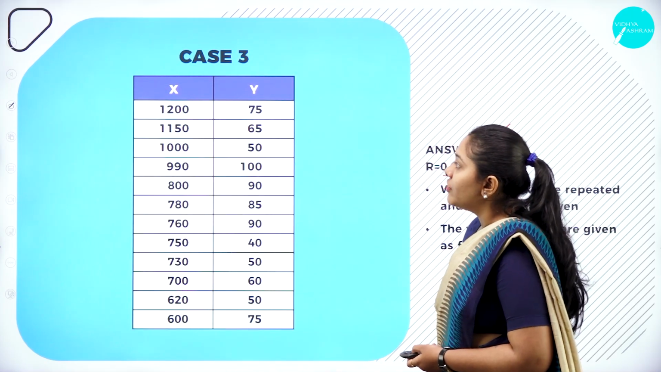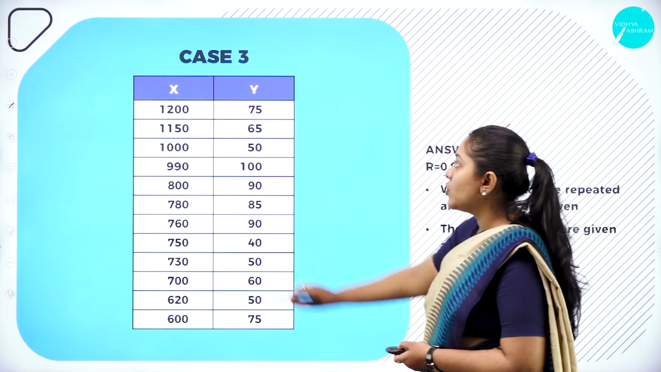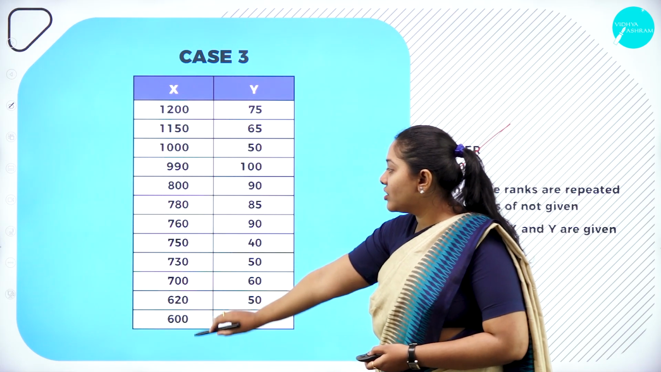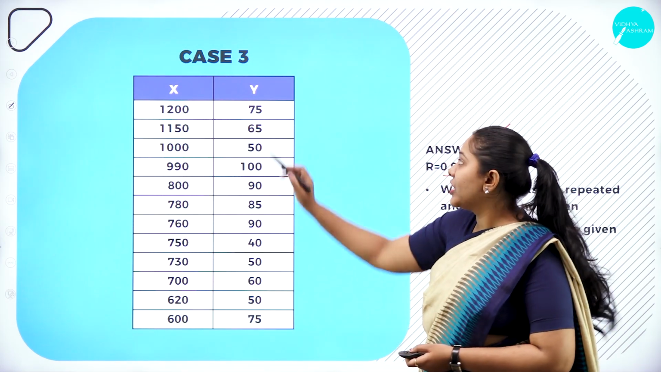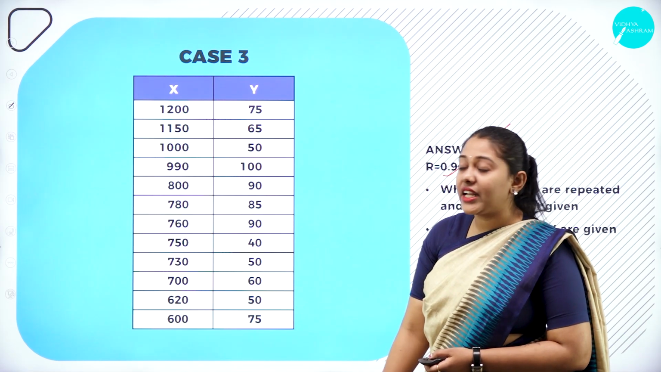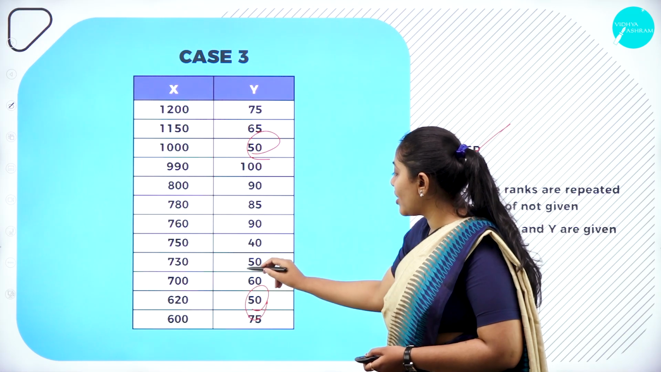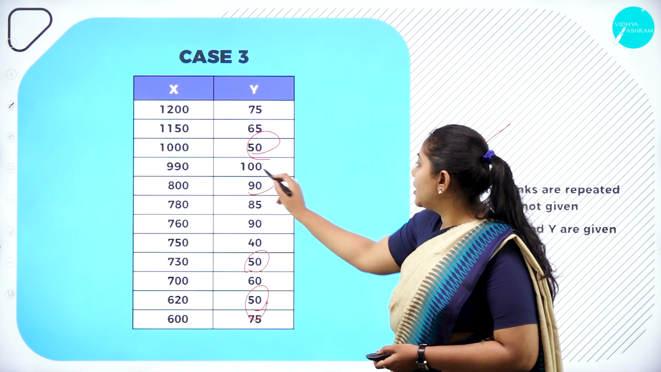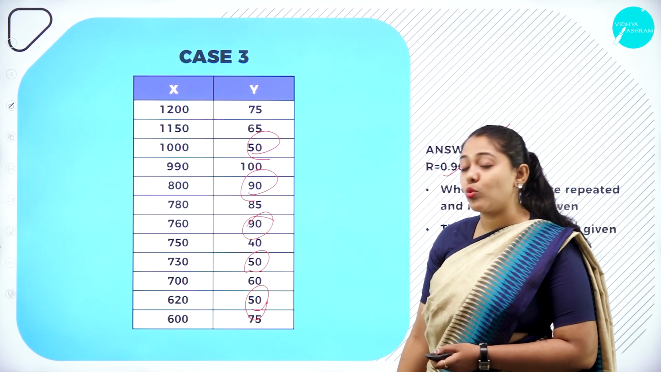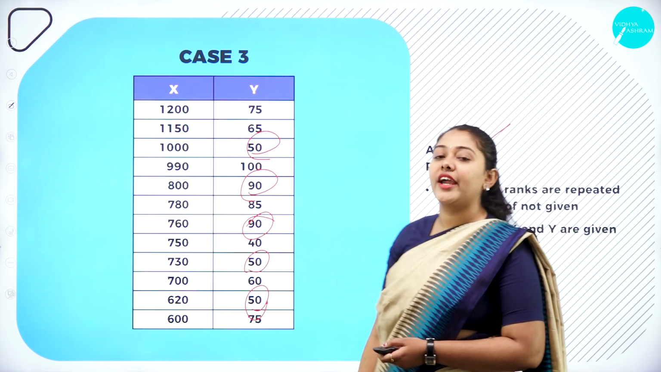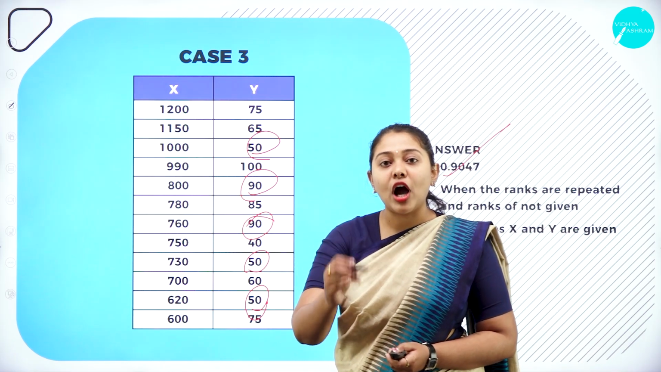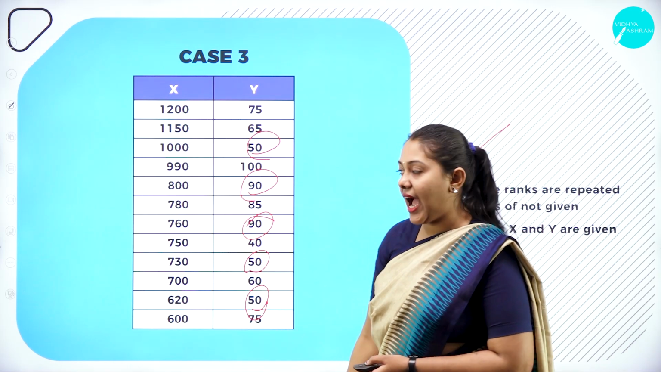So here we'll write down the data. The x value is given, no data is repetitive, but in Y, how many data are repetitive? 50 is repetitive. How many times? Thrice. 90 is repetitive. How many times? Twice. So in this kind of data, we have to solve. How to solve? Let us look at that.